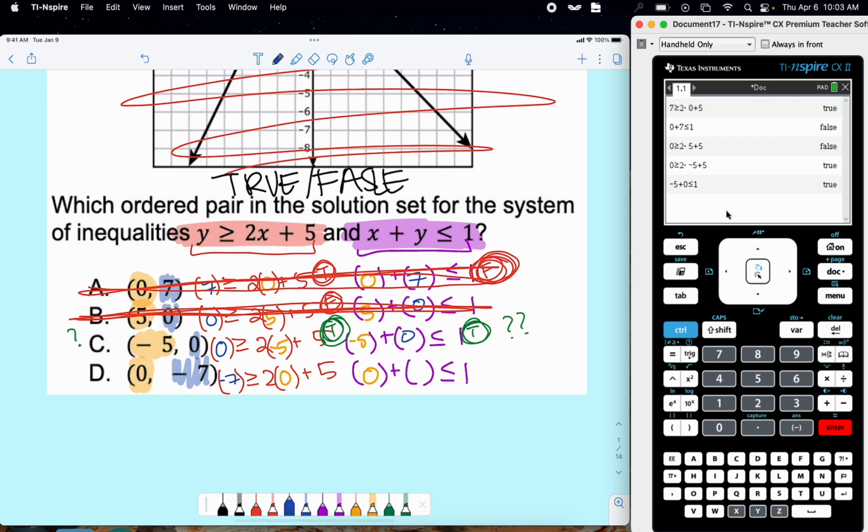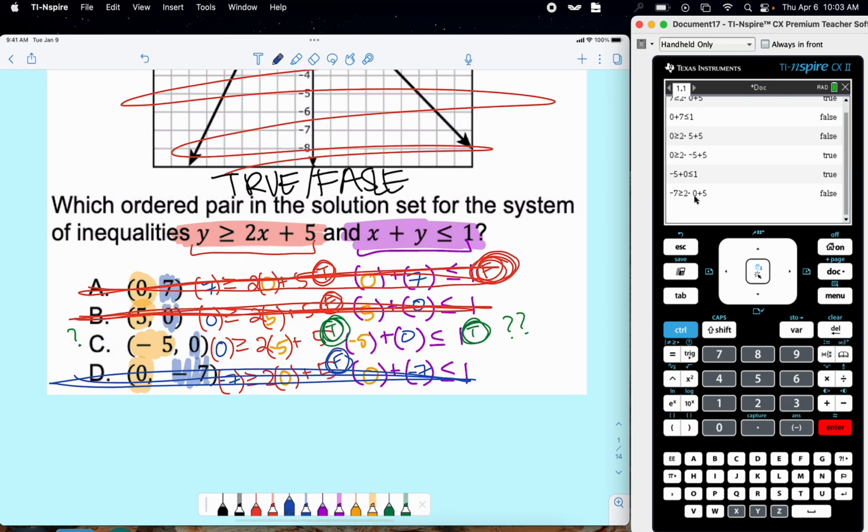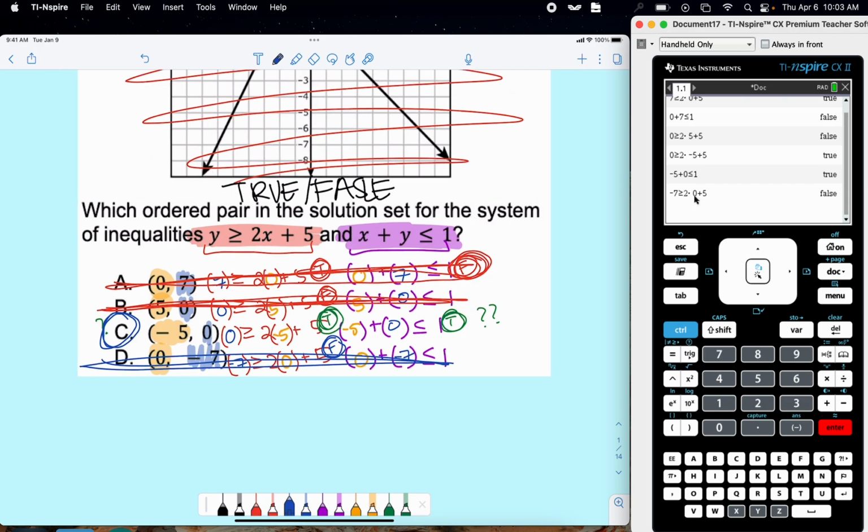Negative 7, negative 7. So I have negative 7, control equals 2 parentheses 0 plus 5. That gives you false. So this one is false, meaning my whole answer is wrong. So C would be your answer. So this is just a true and false question.